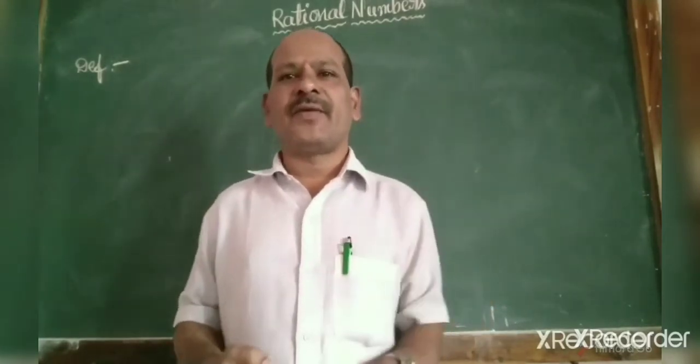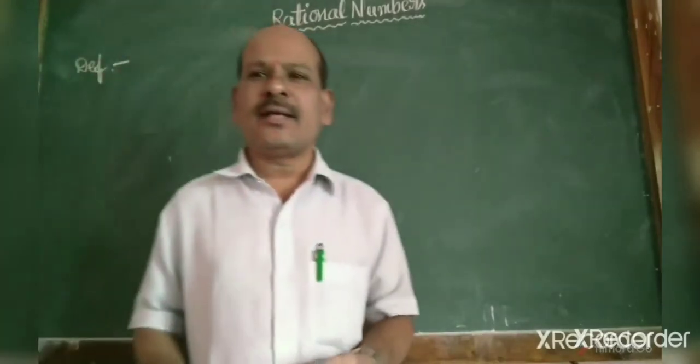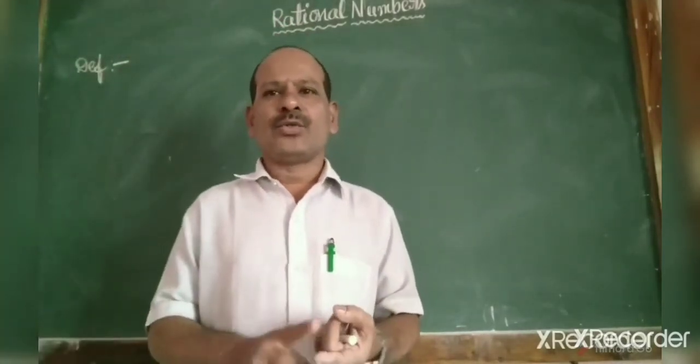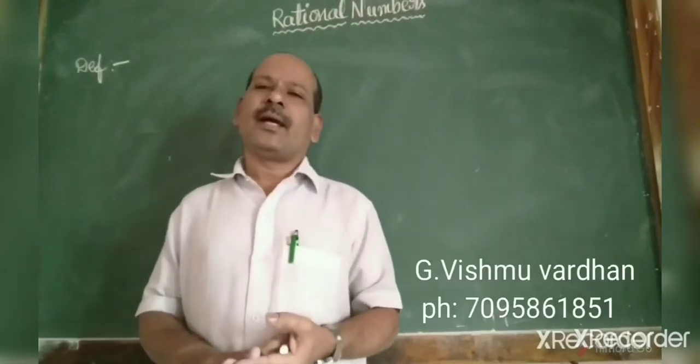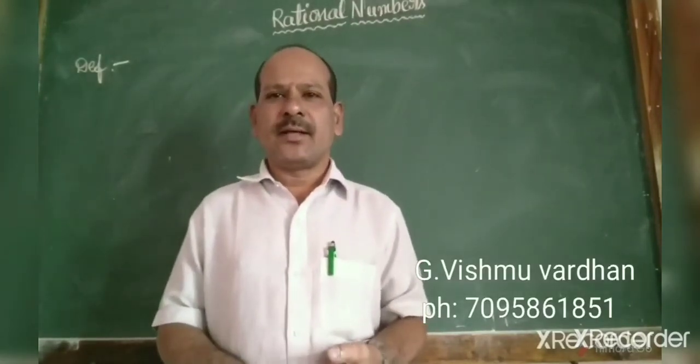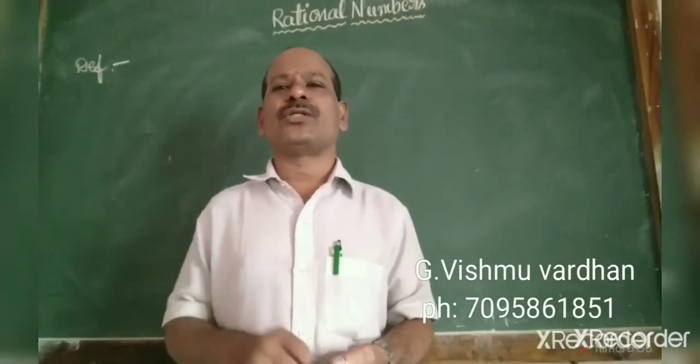First, definition. A rational number is a number which can be written in the form of P by Q, where P and Q are integers and Q should not be equal to 0. Okay, I will get it on board.